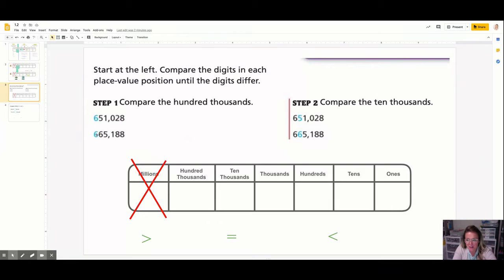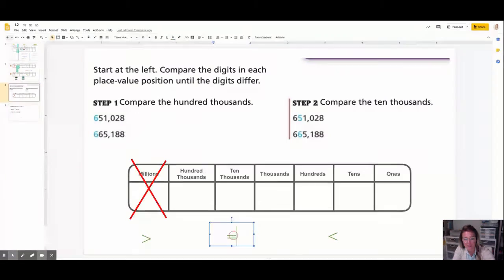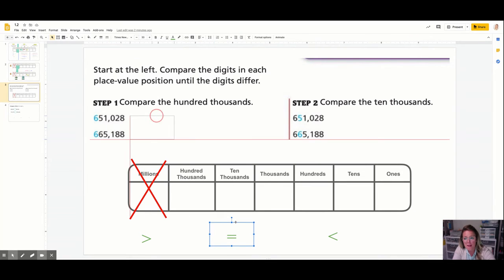If we start here and look all the way to the left, we notice that the 6s are equal. Does that mean both of these whole numbers are equal? No. It does mean that the 600,000 and the 600,000 are equal. Yes. But we can't stop there. We have to keep moving to the next place value down. And that is shown here in step 2. So we compared our 6s. We said they were equal, but we can't stop there.